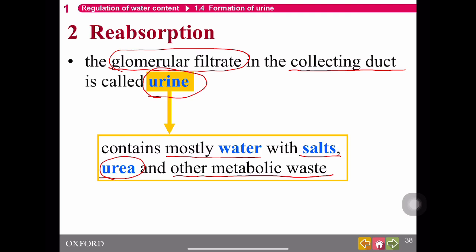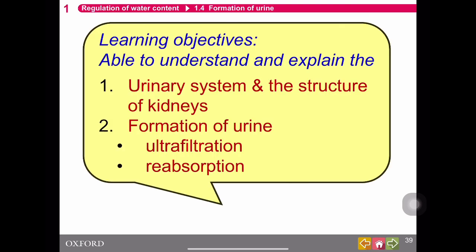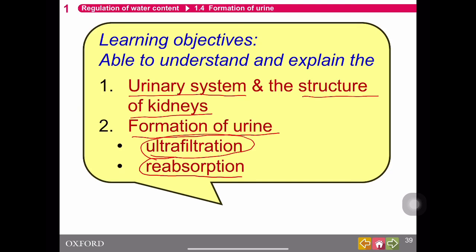Okay, so to recap what we had learned in this video clip, we have talked about the urinary system and the structure of kidneys, and the process of urine formation, including ultrafiltration occurring between the glomerulus and the Bowman's capsule, and also reabsorption occurring along the kidney tubule.